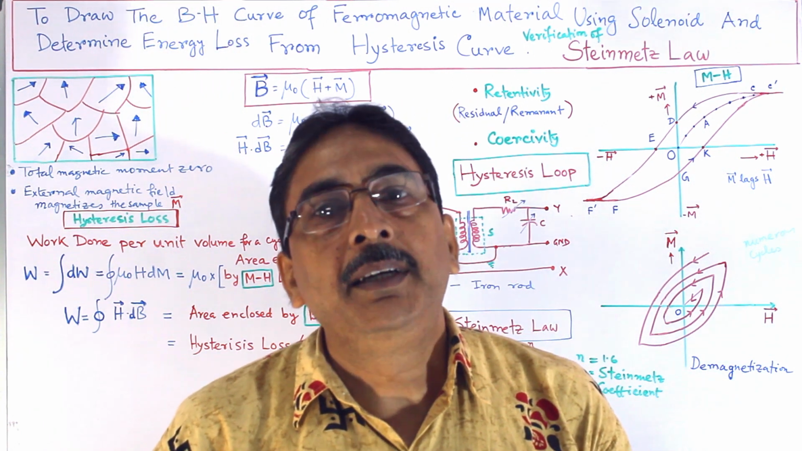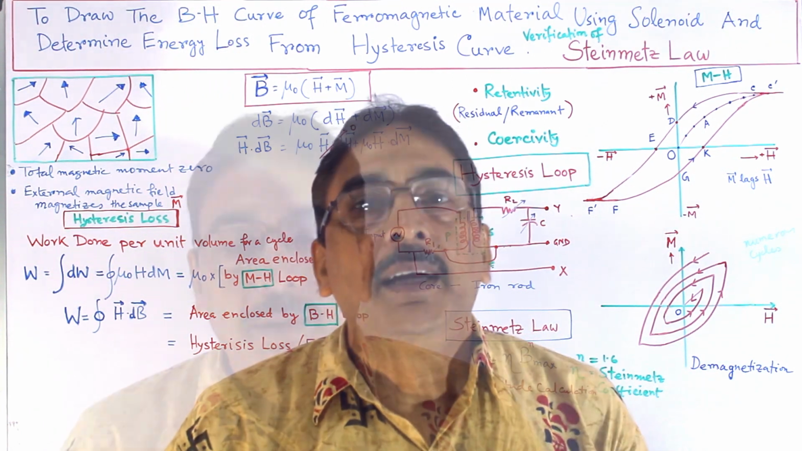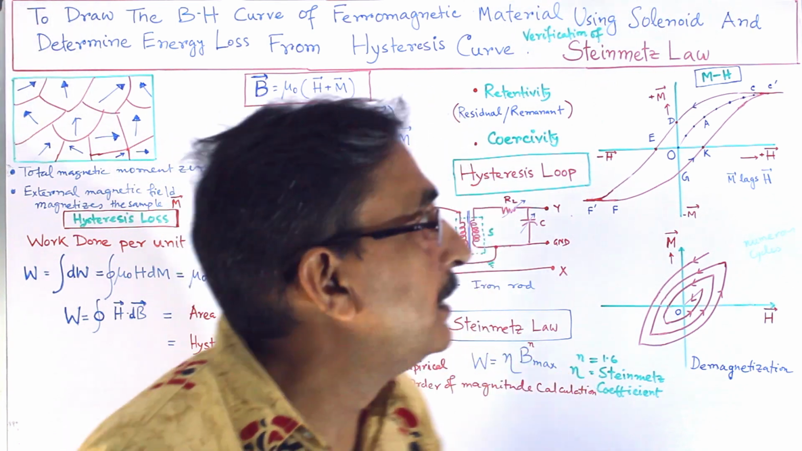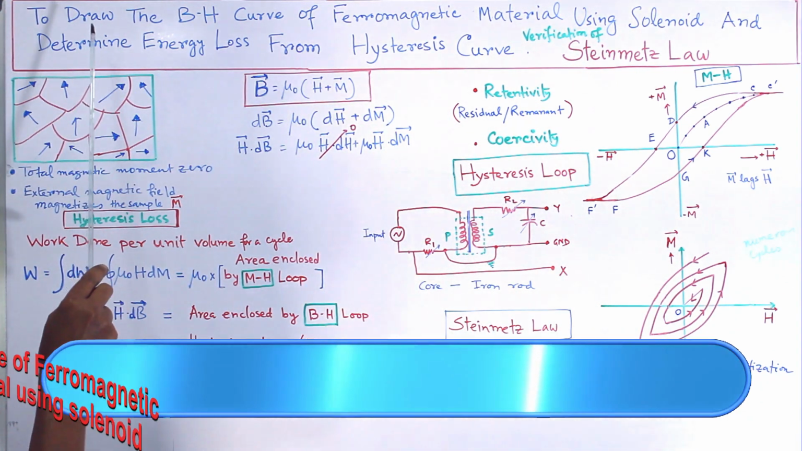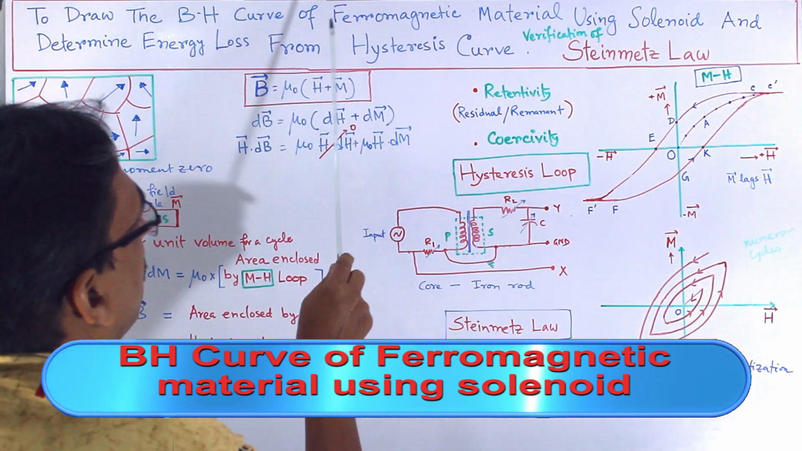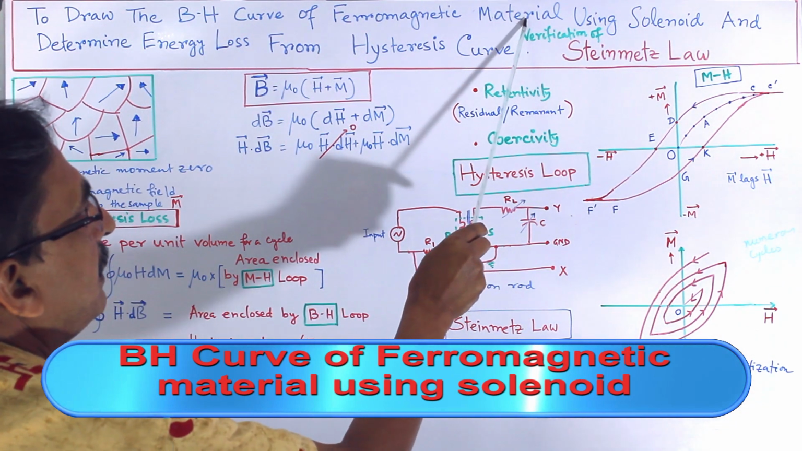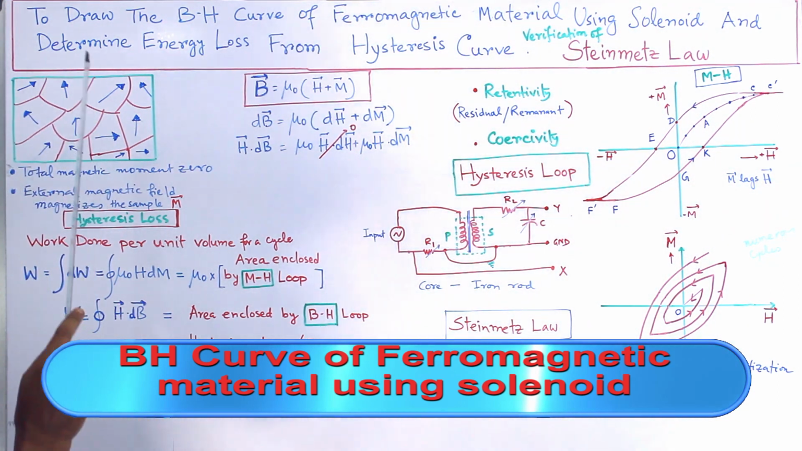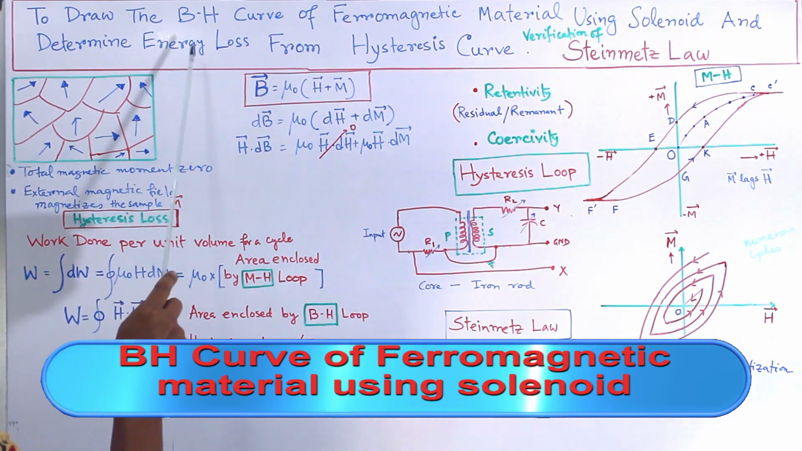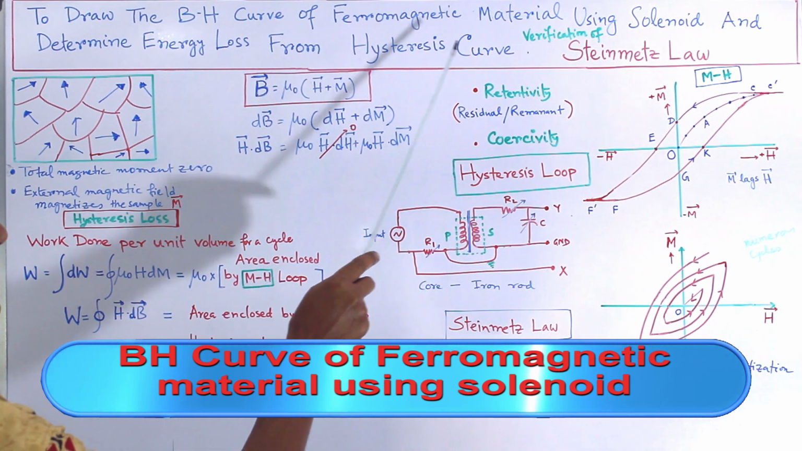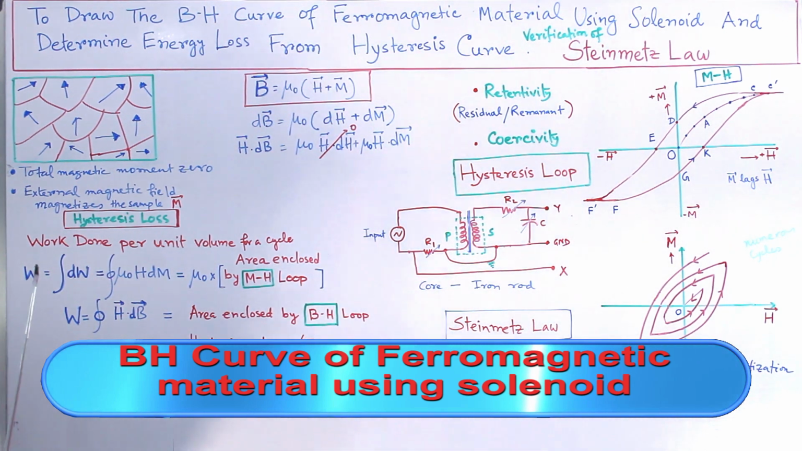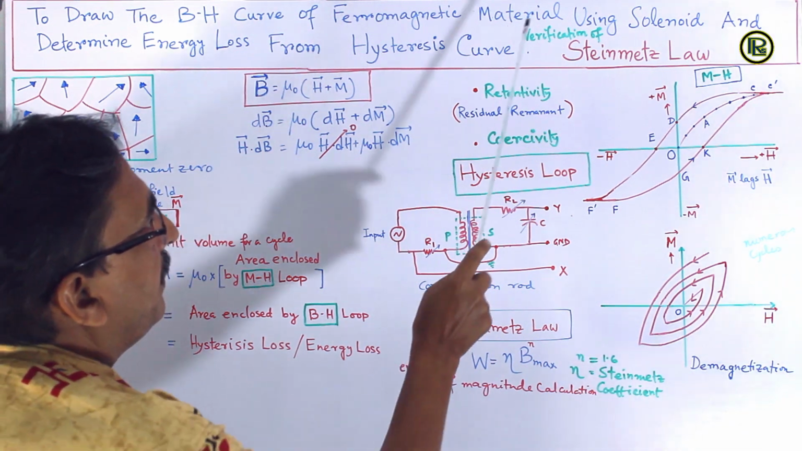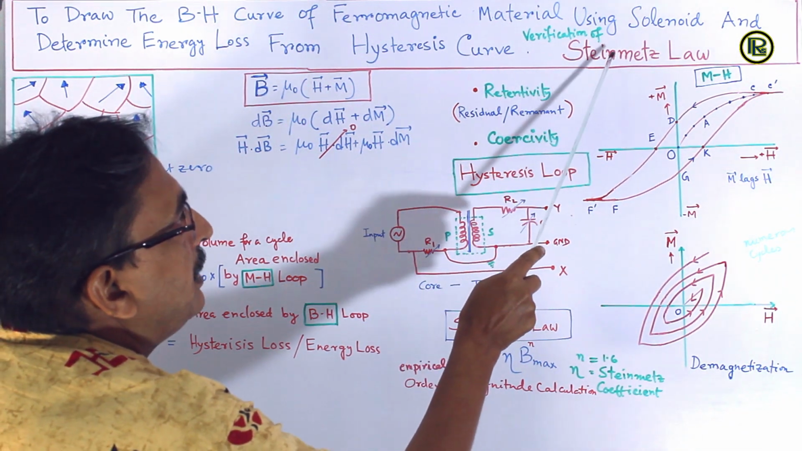Good morning everybody. I am Dr. Khan. Today I am going to give you a demonstration on the experiment to draw the BH curve of ferromagnetic material using solenoid and to determine energy loss from hysteresis curve. And also I am going to discuss the verification of Steinmetz law.